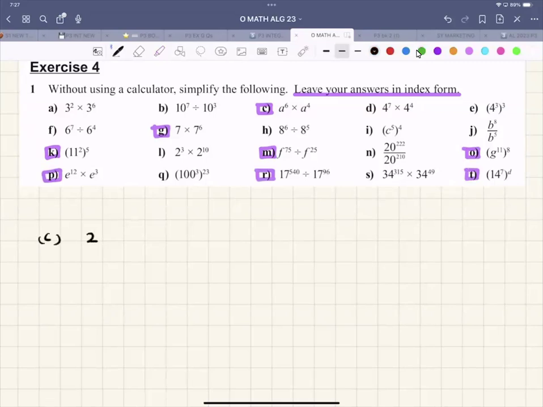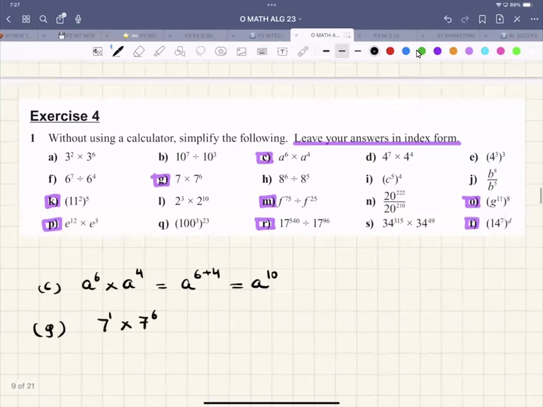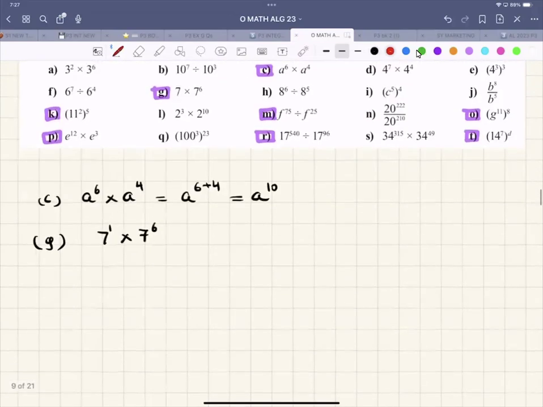That is a power 6 into a power 4. The bases are the same. Powers add up. A, bracket 6 plus 4, which is a power 10. Something like part G. That is 7 into 7 power 6. 7 is basically 7 power 1, because we know that a power 1 is a itself. So I have written 7 as 7 power 1. So therefore we have 7, 1 plus 6, which is 7 power 7.